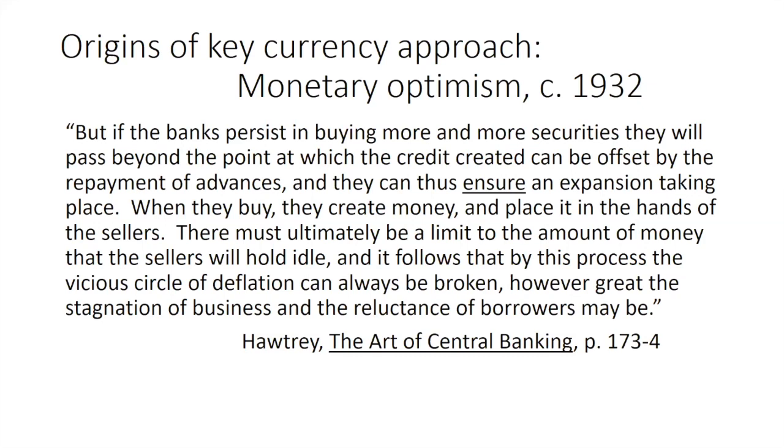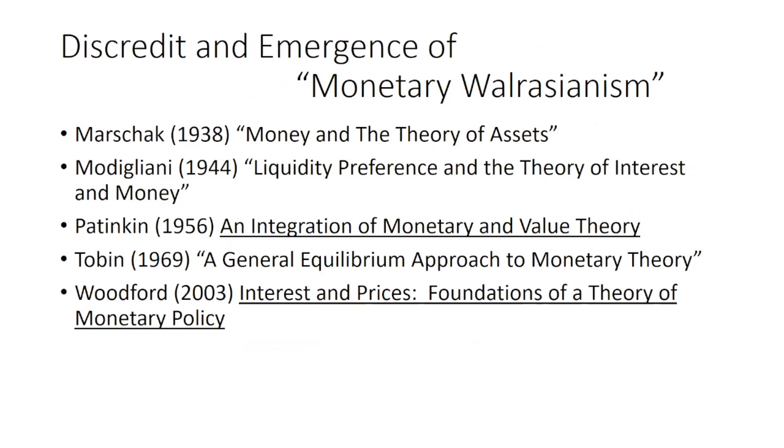Okay, this is 1932, he's writing in The Art of Central Banking, which Alex was saying now a bunch of you have read. This was the attitude of central bankers when they came to the 1933 World Economic Conference. They were trying to organize this, but the politicians stopped them. The monetary optimism of the central bankers was halted, and it never got started again. And economics got built on other foundations, starting with Marschak in 1938, Money and the Theory of Assets.